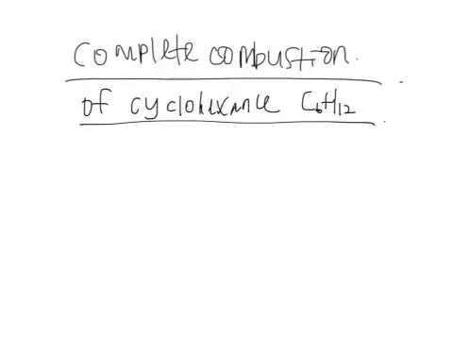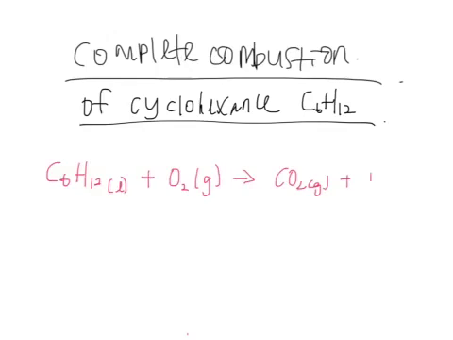Now we are going to practice writing the equation of the complete combustion of cyclohexane, C6H12. Remember, I just said it is complete combustion. The products must be CO2 and water. So let me just write it first. Okay, liquid. Now, complete combustion must happen in the presence of oxygen, so don't forget to include oxygen, gas, producing CO2 and water.